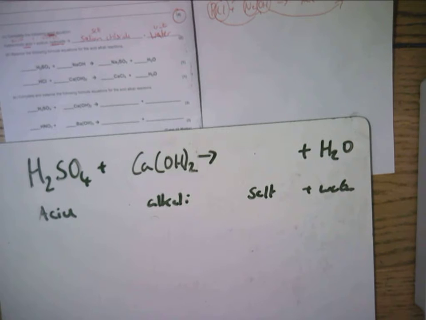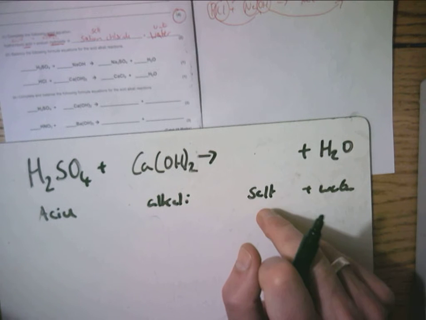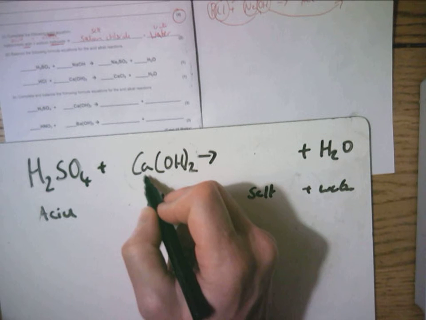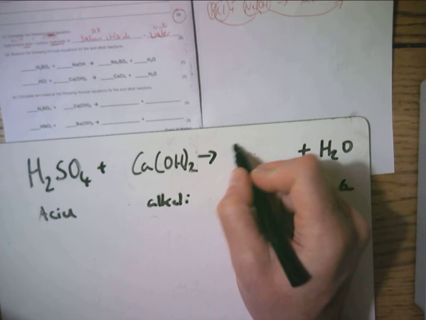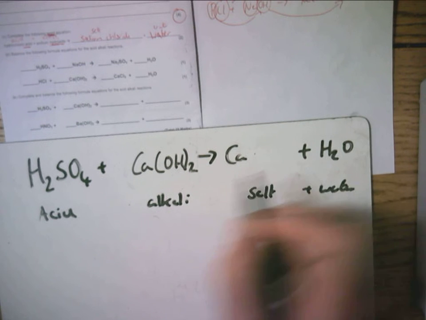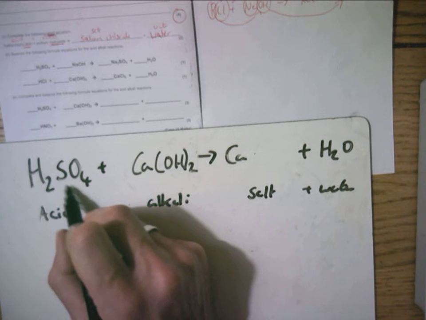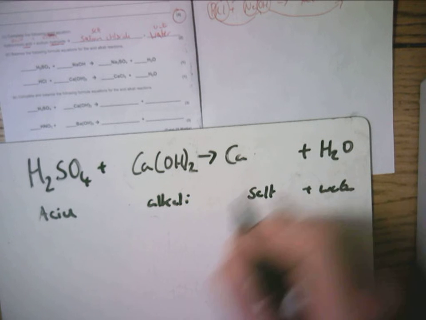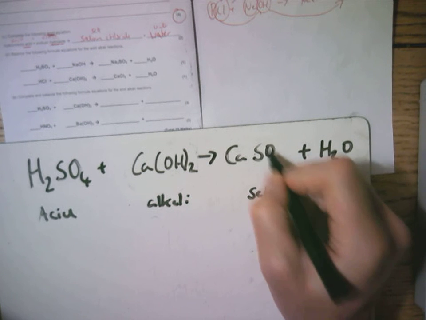Then you've got to decide the formula of the salt that's going to be made. Well, you know the salt is going to be the positive ion of the alkali, which is calcium, Ca, and the negative part of the acid, which is sulfate, which is the SO4 here. And you can do that.